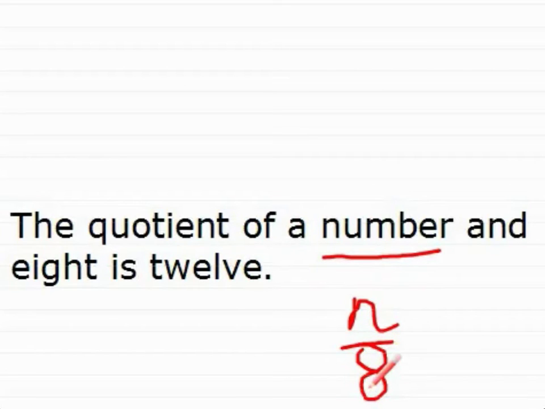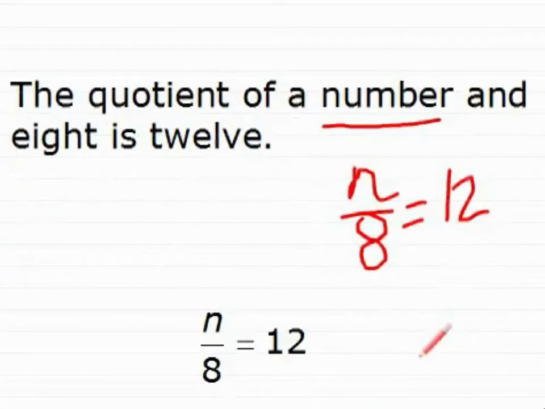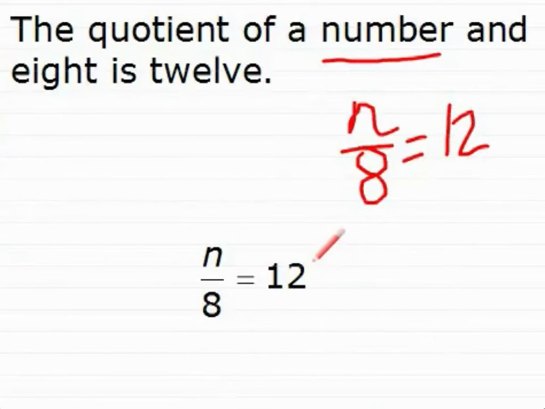Whenever we have the words quotient of a number and another number, we go from top to bottom in the way we write the division. That is, the first number goes in the numerator, the second number goes in the denominator. All of this is equal to 12. This gives us the equation n over 8 is equal to 12.